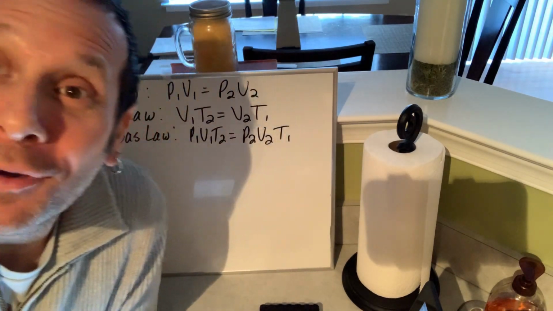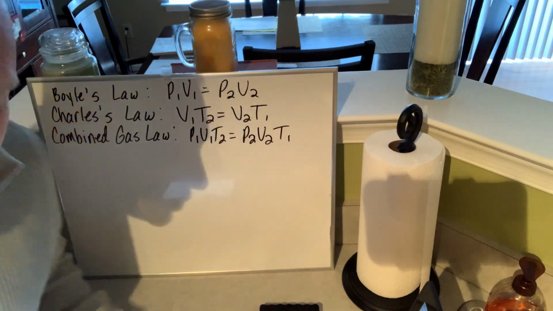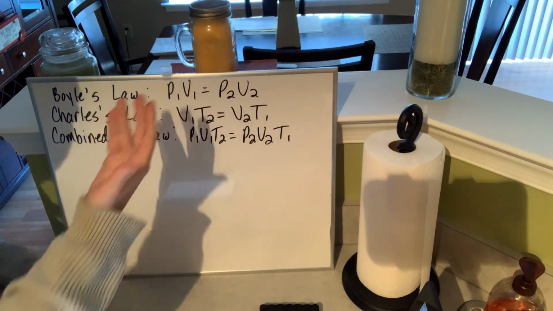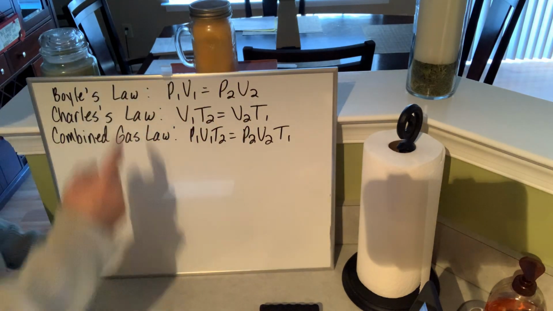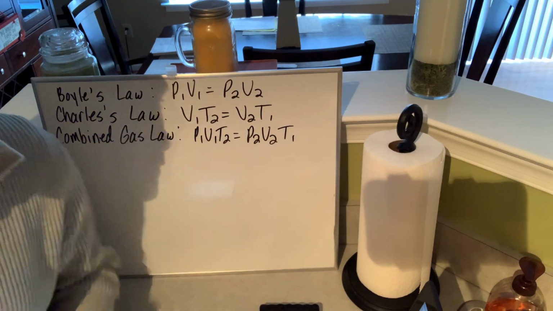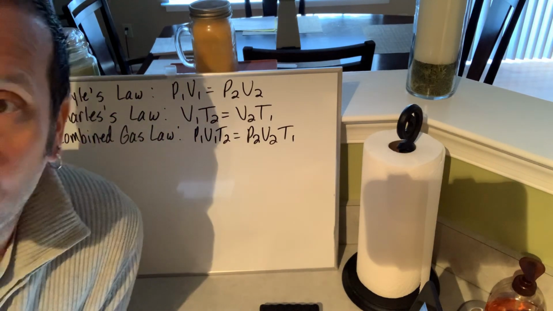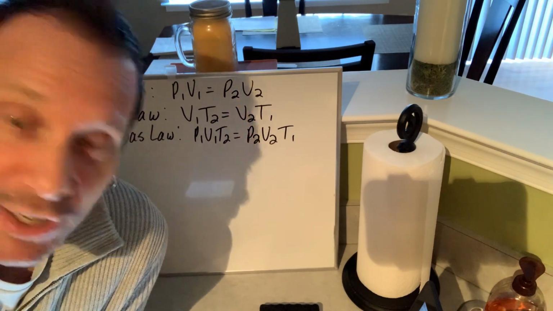Okay, so just to go quickly with what we've been doing, we talked a little bit about the gas laws, and these are the three gas laws that we're going to use the most. So you got Boyle's law, which is P1V1 equals P2V2. So the first pressure times the first volume equals the second pressure times the second volume.